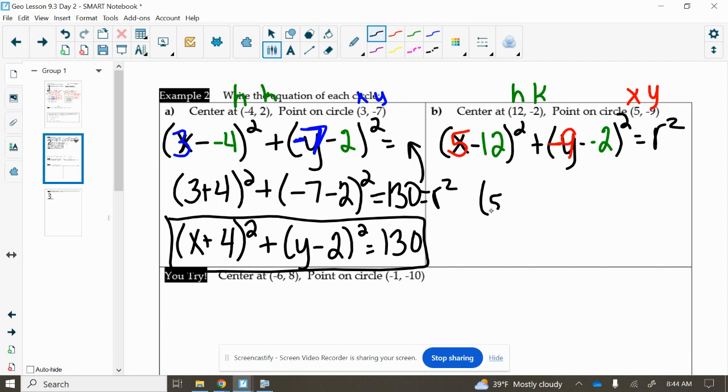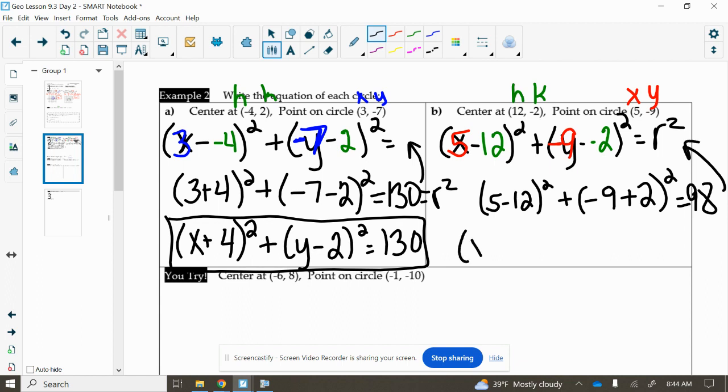So we're going to type in 5 minus 12 quantity squared plus -9 minus -2 quantity squared. And as we type this one in, you should get a value of 98 for your r squared value.